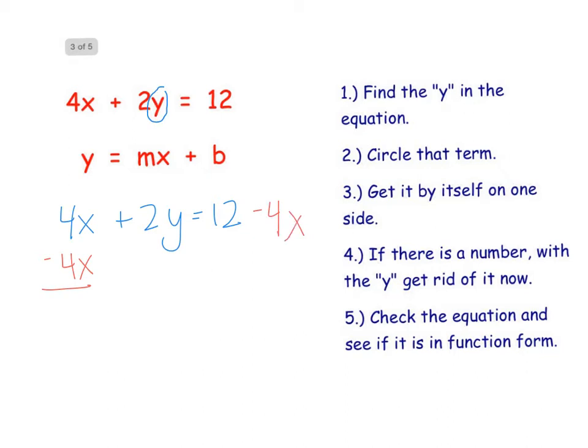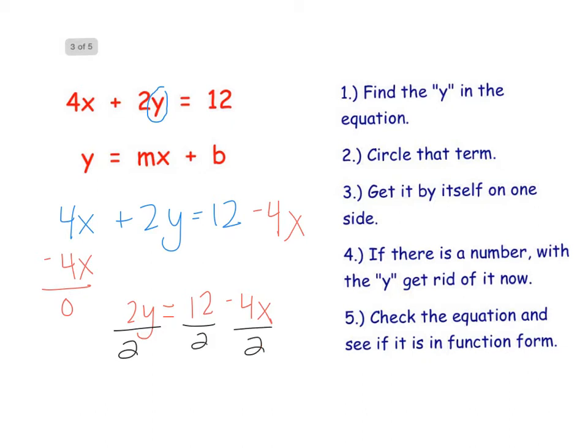Now, notice how I wrote that. On the left-hand side, we can actually work the problem. 4x minus 4x is 0, leaving only 2y. Then our equal sign. On the right-hand side, I simply wrote 12 minus 4x because I can't solve that. These are not like terms. So I just wrote it there, not actually to solve it. Now, let's look at step 4. If there's a number with a y, get rid of it. So we notice here it says 2 times y equals 12 minus 4x. Well, we know if we're trying to eliminate that 2 that we need to divide everything by 2.